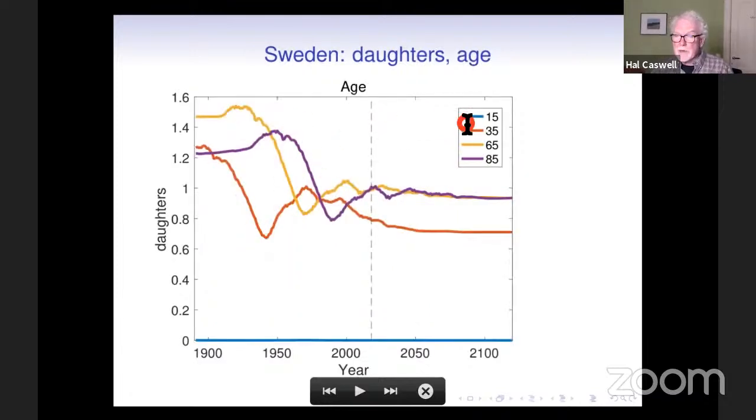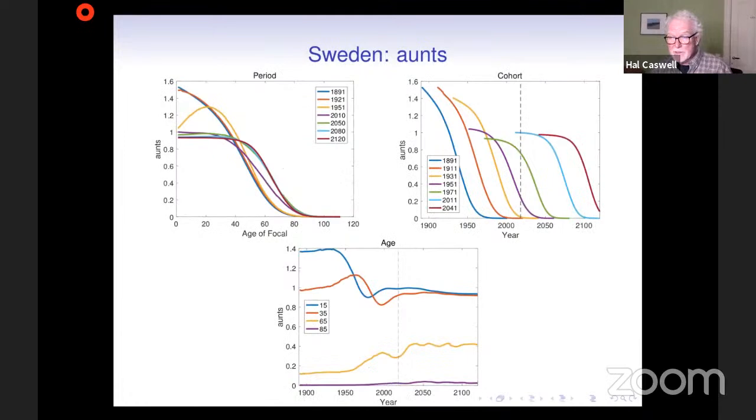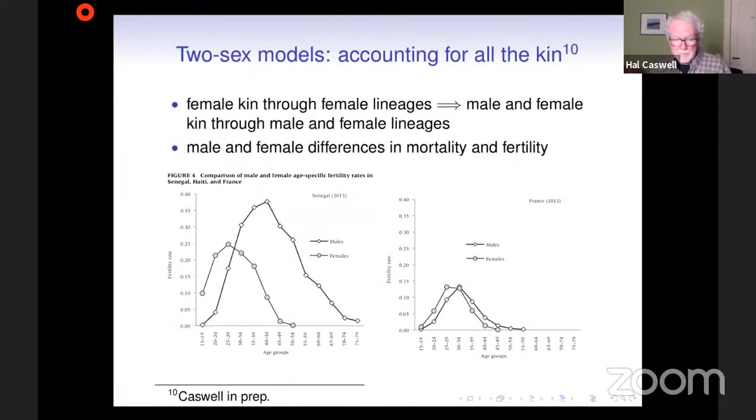And this is the age pattern. If you look at Focal at age 15, then the number of daughters over the years is zero, no reproduction at that age in the fertility database. And if you look at later ages, you get these patterns. I haven't discerned any particularly useful patterns in there, but I'm interested in it. These are aunts. I'm going to skip over that.